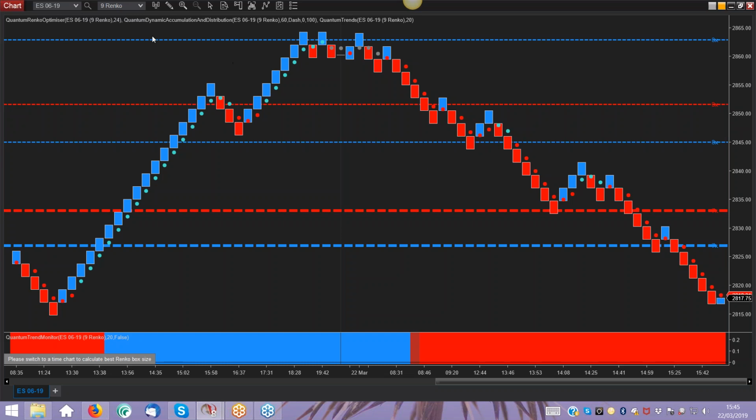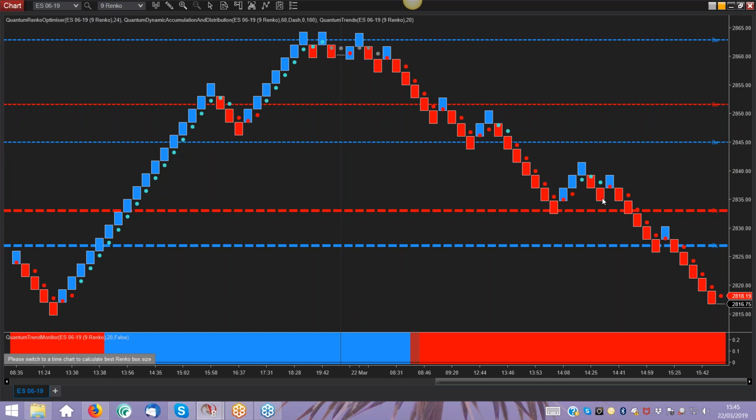This is on the ES. What the renko optimizer does is deliver the optimal setting for this particular index or whatever market you're trading. So you are trading at the correct setting for the renko brick. This is delivering 9 at the moment, off a 1 minute time frame. And what that 9 means is 9 units, in other words, 9 ticks. The smallest price move on the ES is a tick. 4 ticks make 1 point. So you've got 9 ticks here, so basically 2.25 points in total.